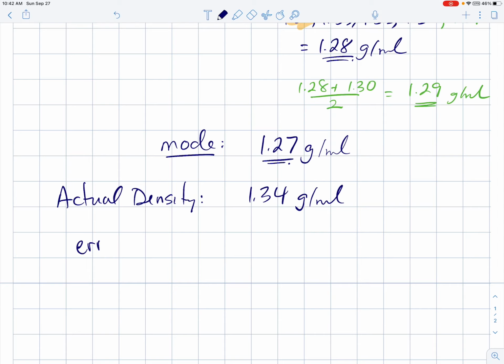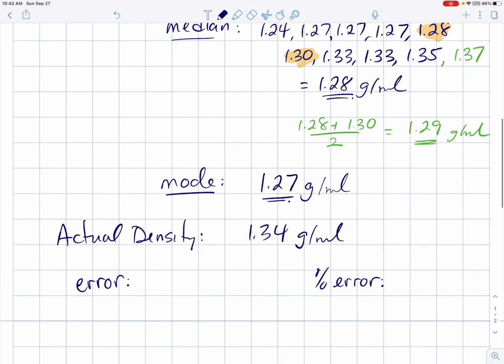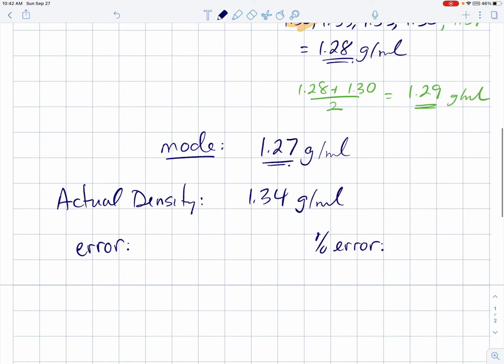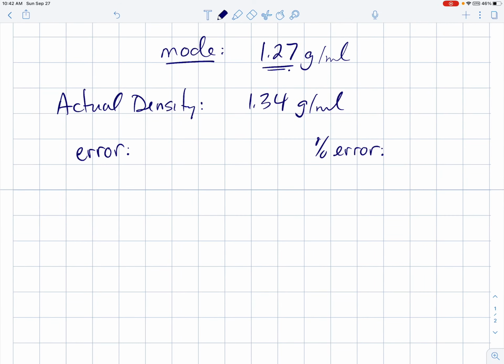Let's calculate the error and the percent error. And we'll do that using the mean. Okay, I'm just picking that value. So what is the error in the mean, or the percent error in the mean, where we had 1.29 as the mean, if the actual density was 1.34.